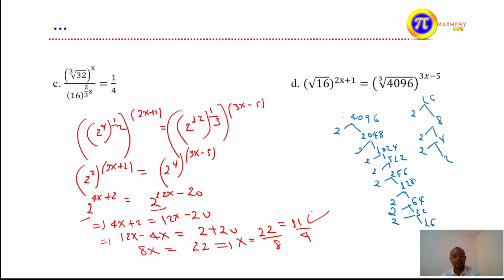So whichever way we work it, whether with the same base 16, we get the same result. Again the solution set for this problem is equal to the set consisting of the number 11 over 4. This is the solution set for our problem.